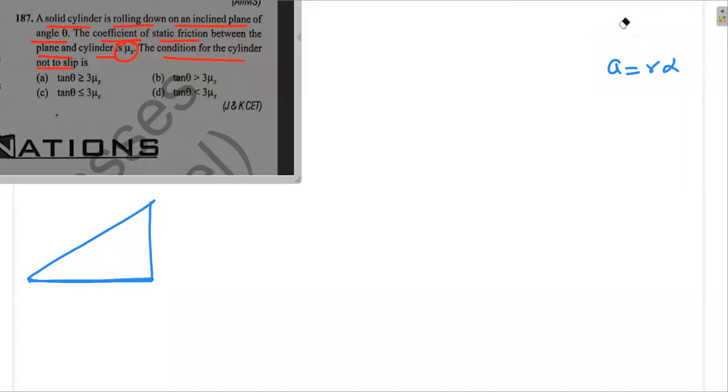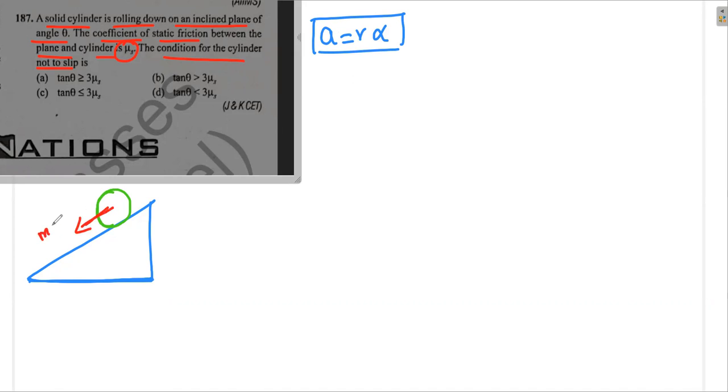So here I'm going to use A equal to R alpha, because of forces, torque, and all these things. So the condition is A is equal to R into alpha. This is what I have to check. First I have to find A, then alpha, then equate and get the condition. Now look at this. This is the cylinder, and it's moving down on a wedge. So we know that. Watch the videos.